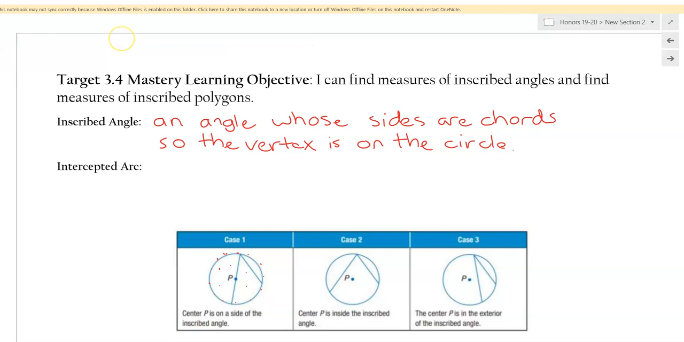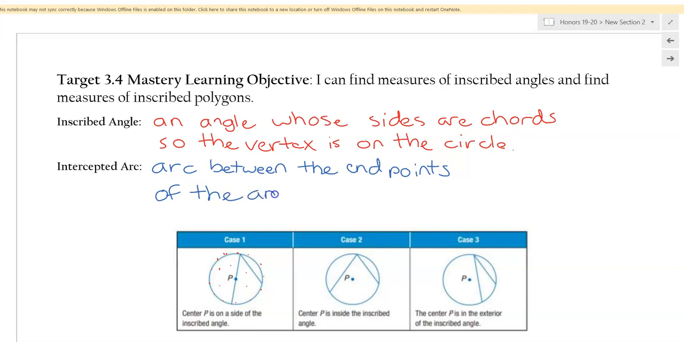And then the intercepted arc, we've kind of seen these already. It's just the arc between the endpoints of the angle. So here's my angle. This would be that intercepted arc. Same thing here. And this is just three cases.